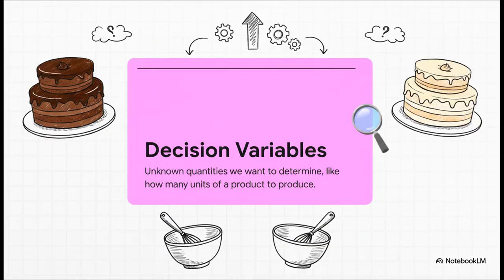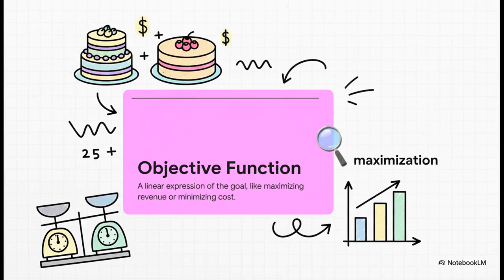First up, decision variables. What are the things you actually have control over? In our bakery, it's super simple. It's the number of chocolate cakes we bake and the number of vanilla cakes we bake. Our job is to find the perfect number for each. Next, what's your ultimate goal? What are you trying to do? This is your objective. For our baker, the goal is crystal clear. Make as much profit as possible.